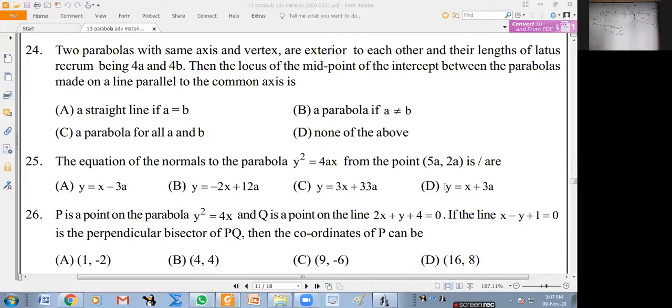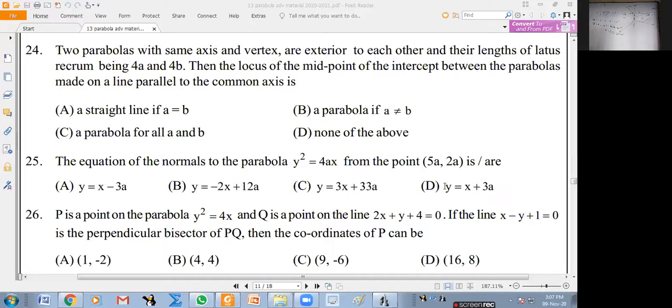So 24, if somebody has not understood the question or solution or something, please ask, I'll explain. Sir, yes, please. Yes, Pranay, tell.